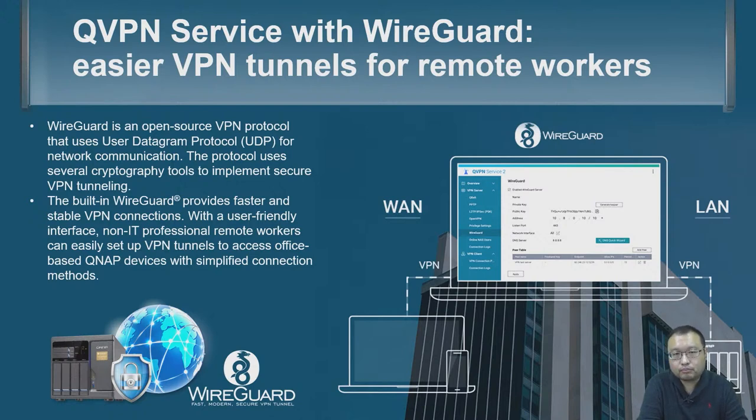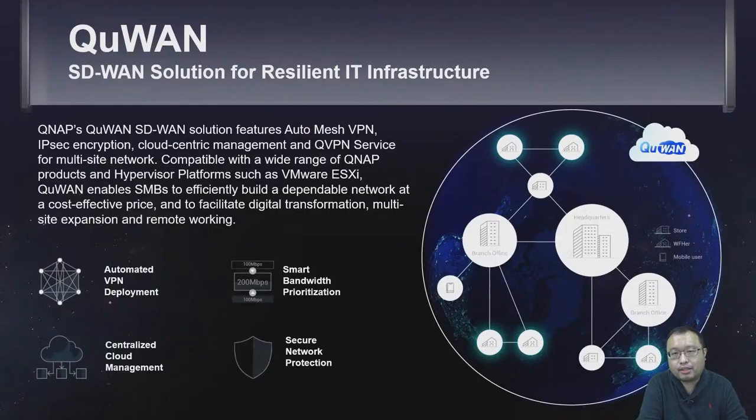Okay. If you have multi-site branch offices, then you can use QNAP QuWAN. It's like a mesh auto VPN, which helps you easily set up an SD-WAN-like multi-branch internal network. So you don't have to buy a costly SD-WAN solution. Simply buy the QNAP NAS and the router and switch to form the QuWAN solution, which helps you form the internal company network for remote workers to connect easily.